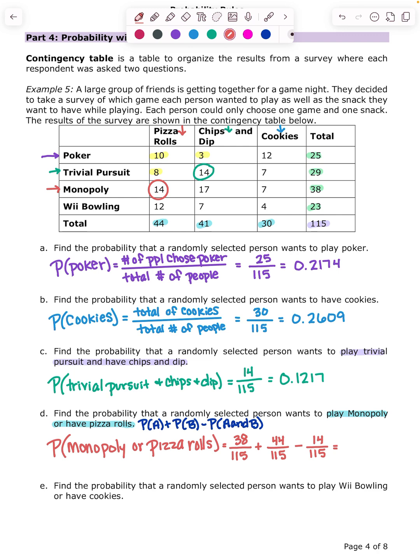So 38, that's how many people want Monopoly. 44 is how many people want pizza rolls. But because I counted the 14 people that wanted both twice, once in the 38 and once in the 44, I have to subtract it now so that they're only counted once. That gives me 68 out of 115, which is a probability of 0.5913.